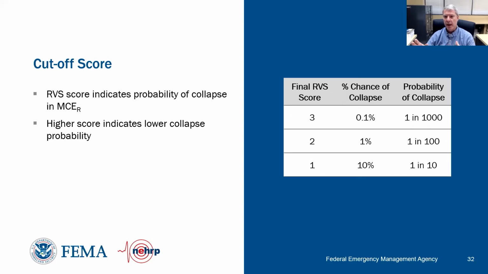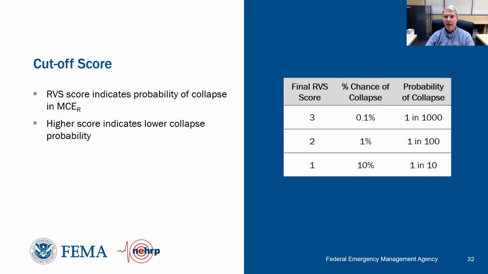If we have a final RVS score of 1, that means we have a 10% probability of collapse, or 1 in 10. So if we have 10 buildings, let's say we have W1, our wood frame homes, we have 10 of those buildings and we shake it to the high seismicity region and we have a score of 1, that means out of all of those 10 buildings, one of those buildings is likely to collapse. 1 in 10 or 10% probability. So that's what the scores mean.